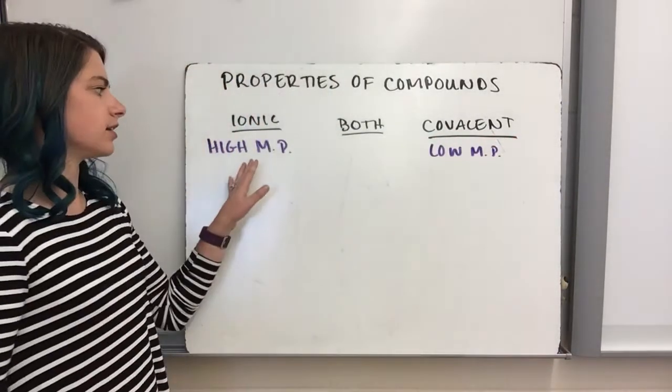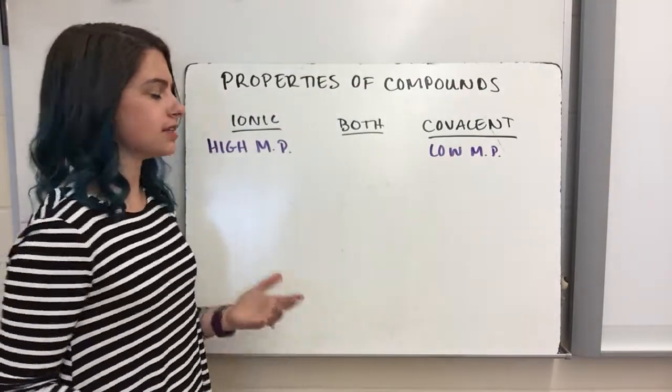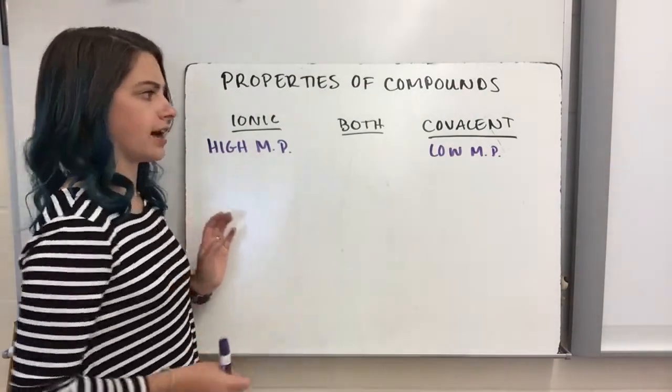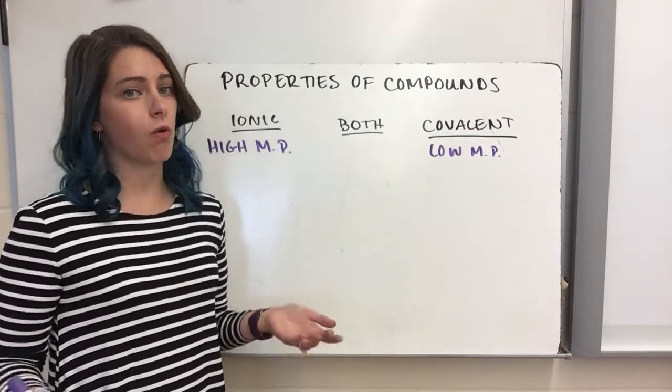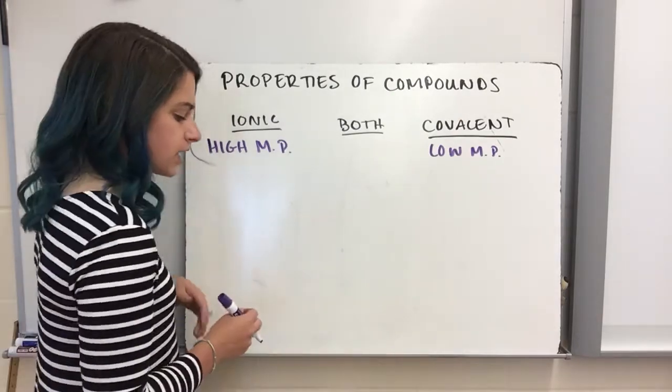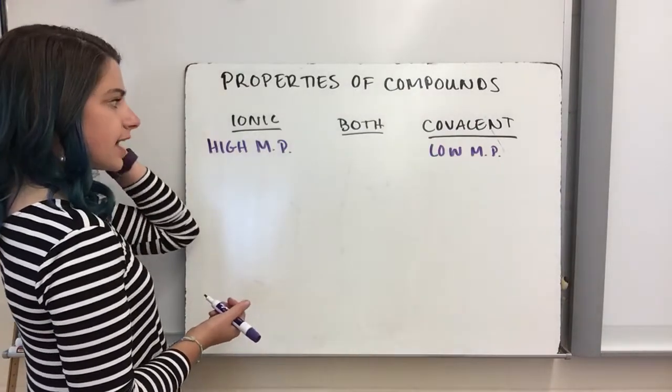That means it's going to take a lot more energy, it's going to take a lot more heat in order to melt an ionic compound, whereas a covalent compound will either be a liquid at room temperature or it will melt very easily. The next thing that we're going to look at is conductivity.